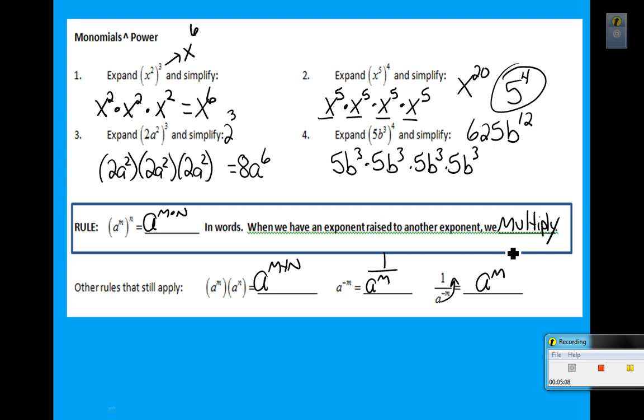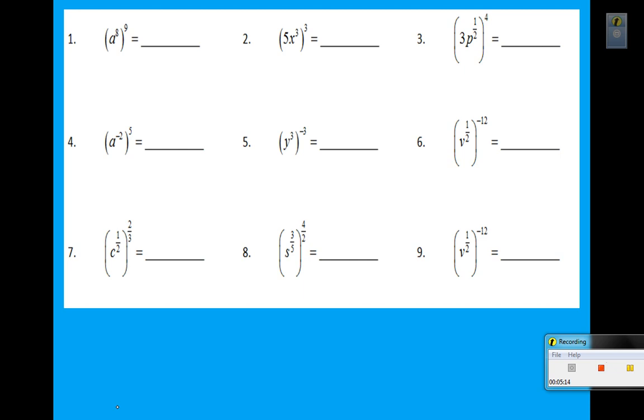Hey, now I'm going to pick the pace up a little bit. So here's our next. A to the 8th power to the 9th. If we apply the rule, it's a power to a power. We multiply the power. So my answer, a to the 72nd power. Done.